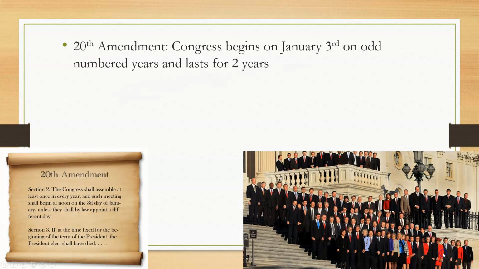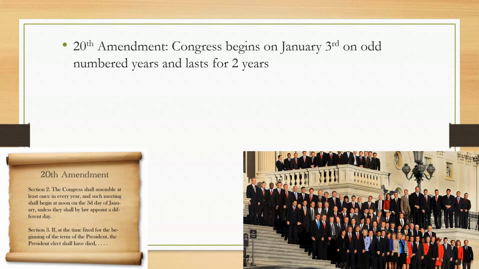All right. So the 20th Amendment, which was passed in 1933, states the Congress shall assemble at least once in every year, and such meeting shall begin at noon on the third day of January, unless they shall by law appoint a different day. Section 3 says if at the time fixed for the beginning of the term of the president-elect shall have died, and then so on.